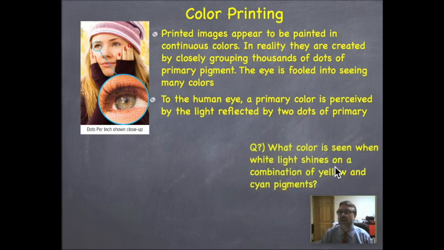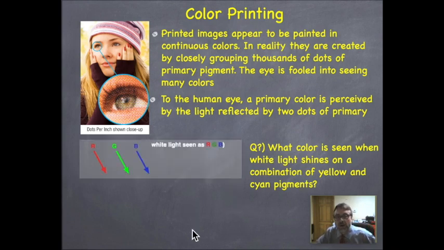So what color is seen when white light shines on a combination of yellow and cyan pigments? So I have a bit of yellow paint mixed with a bit of cyan paint, or a yellow and cyan dot right next to each other. Well, white light again is perceived as red, green, and blue. So from now on, whenever I see white light, I'm going to substitute a red, green, and blue ray for the white light.